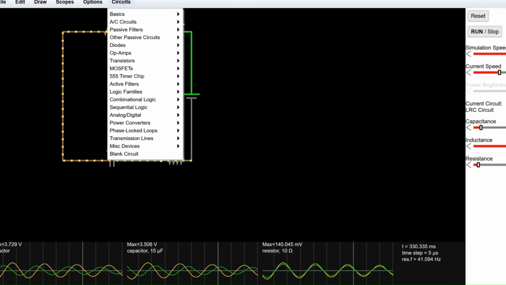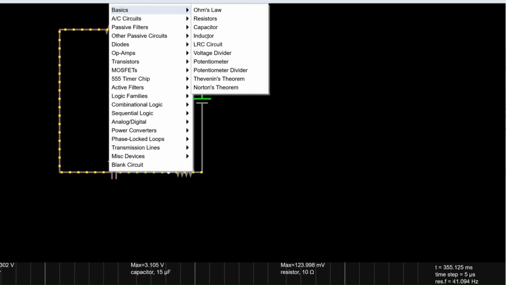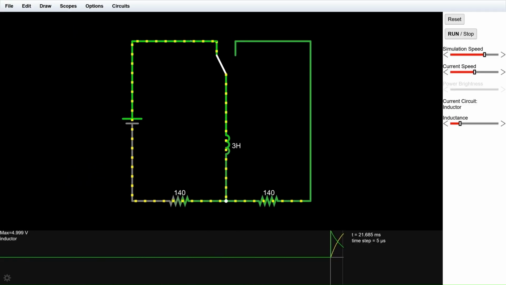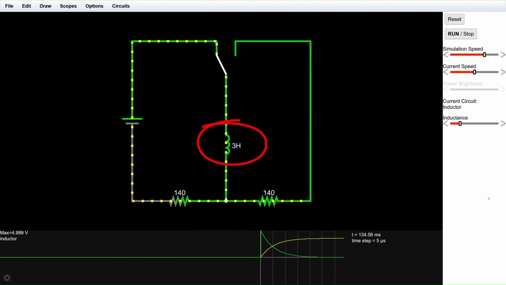Hello everyone, welcome to the inductor episode of our Falstad simulation series. Today we'll explore how inductors work and see their behavior directly in the simulation.